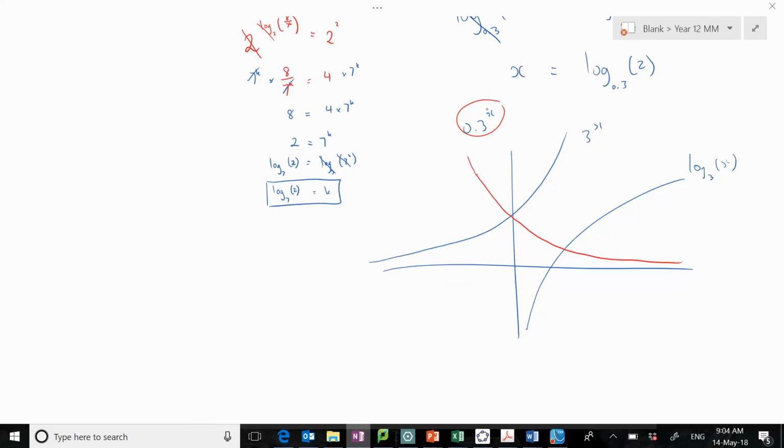Not in the x-axis. What would it look like? It is a reflection in the line y equals x, but I'm interested in what it looks like. What will it look like? Oh, is that what you mean by reflection in the x-axis? Yeah. For a log graph? Yes, you're right.